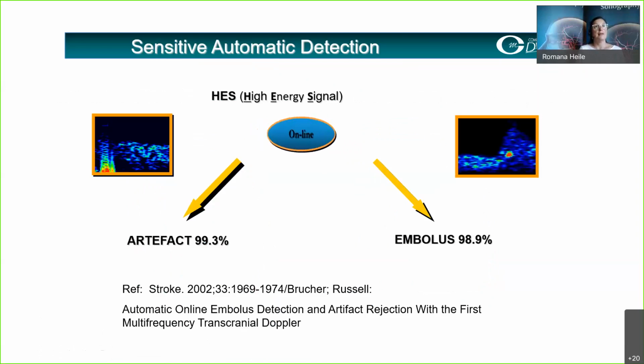In this article, they state that the sensitivity of the automatic detection to differentiate between artifact and embolus is extremely high. And that has been proven by many papers as well. In comparison, the differentiation between solid and gaseous is not as high. There is about 80% reliability for this differentiation.